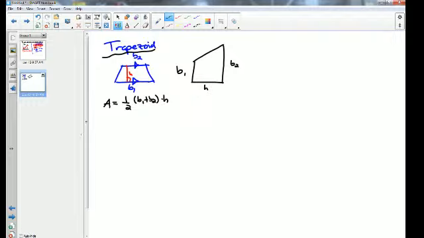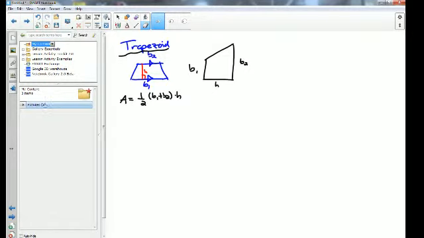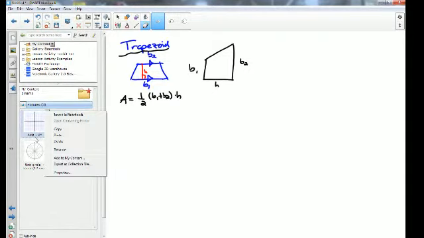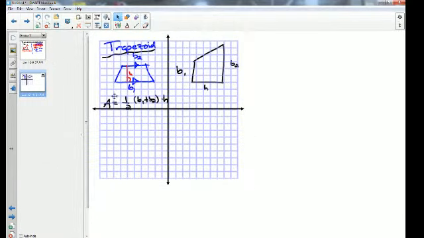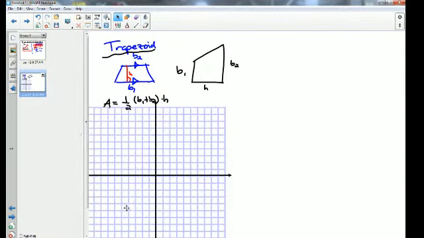Okay. That's a trapeze. It is wood. Okay.